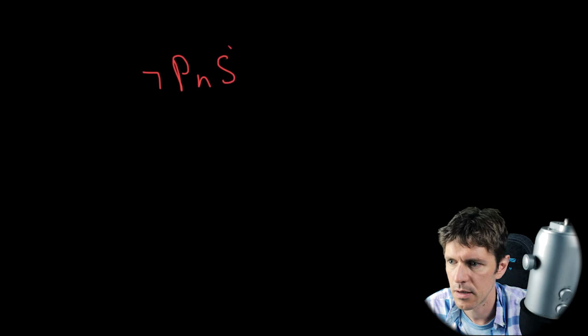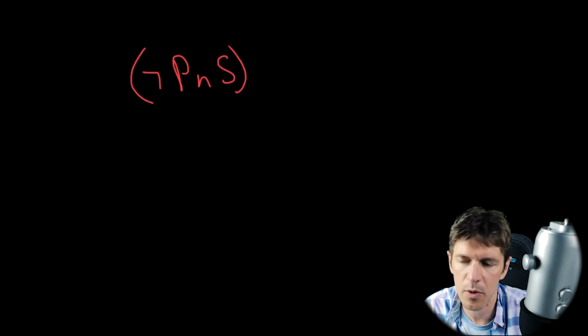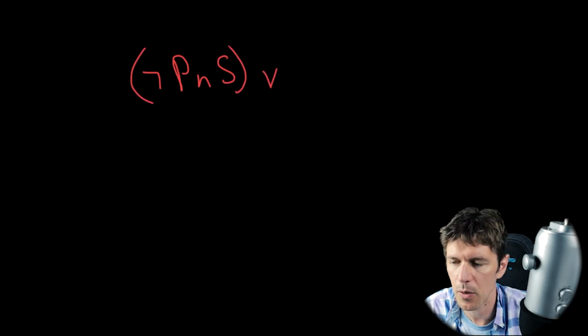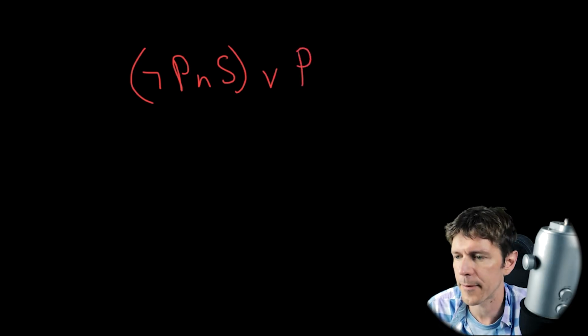In this video, we'll talk about how to set up a truth table. The basics of a truth table is you usually have a formula or set of formulas that you want to create a truth table for. So let's take some formula that we want to evaluate. Let's have our formula not P and S, and then let's add one more part to it. Let's make it or P. So here's our formula right there.